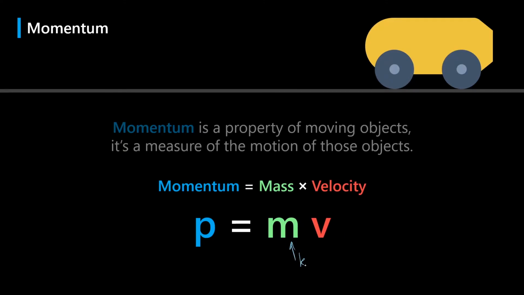Now we know that the unit for mass is kilograms, and the unit of velocity is meters per second. We can use that to find out the units for momentum, which is kilogram meters per second. Remember, that's not kilograms per meter per second, that's kilogram meters per second.